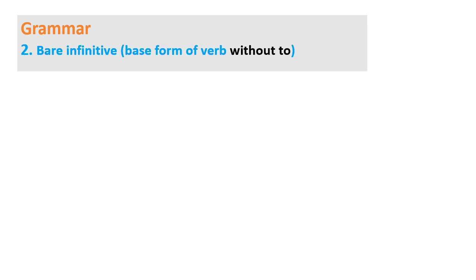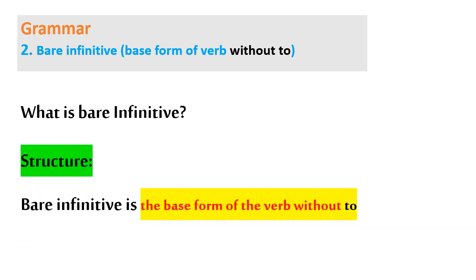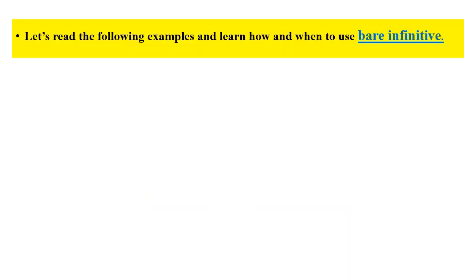Part 2, bare infinitive. What is bare infinitive? In this part, we will learn about the bare infinitive, and it is different from full infinitive. Bare infinitive is only the base form of the verb without to. So there is no to, only the base form of the verb. Let's read the following examples and learn how and when to use bare infinitive.